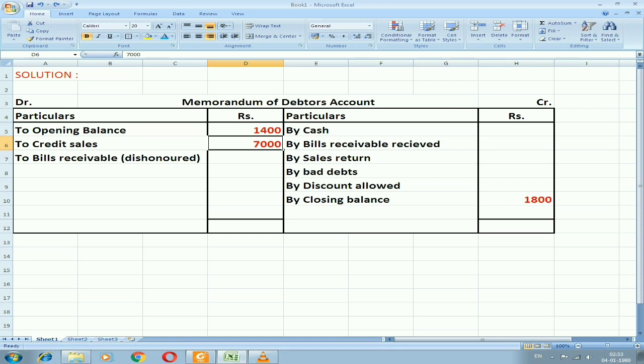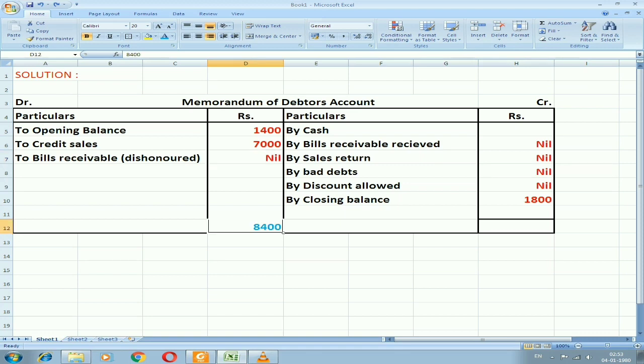And remember, in the illustration for bills receivable received we don't have any information, that will be nil. So cash I'm leaving as it is. It may be the missing information, that is the reason I'm leaving it. Sales return will be nil, bad debts will be nil, discount allowed will also be nil, and bills receivable dishonored also will be nil. So cash will be the missing information in this illustration. So let me do the total.